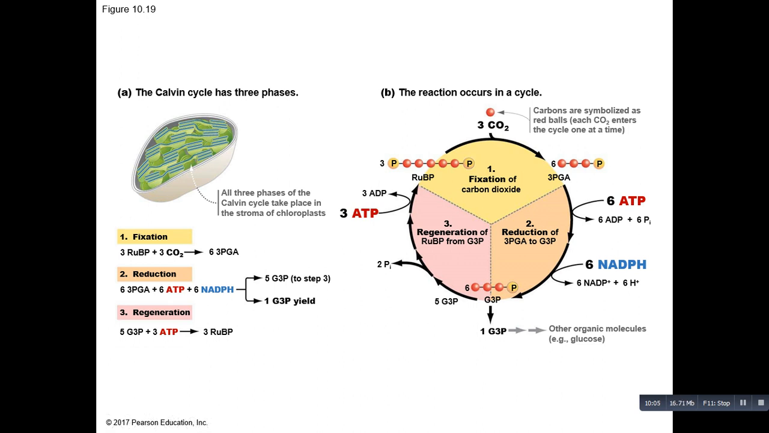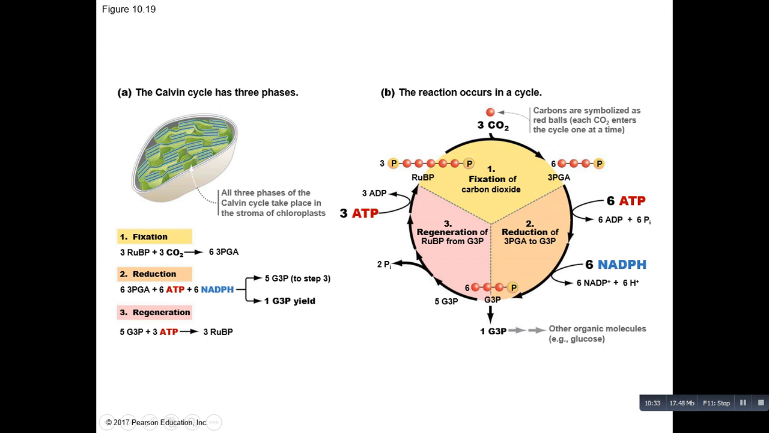So these 5 G3P basically use more ATP to regenerate the RUBP, which happens down here. So our 5 G3P goes to step 3. We add 3 more ATP, and we regenerate 3 RUBP. So we are generating the same amount that we are using up here in the fixation stage.